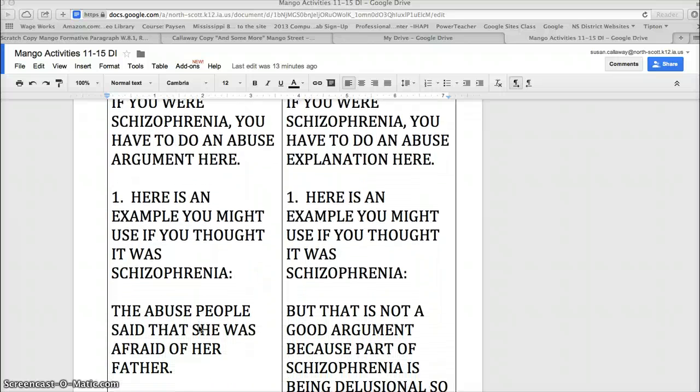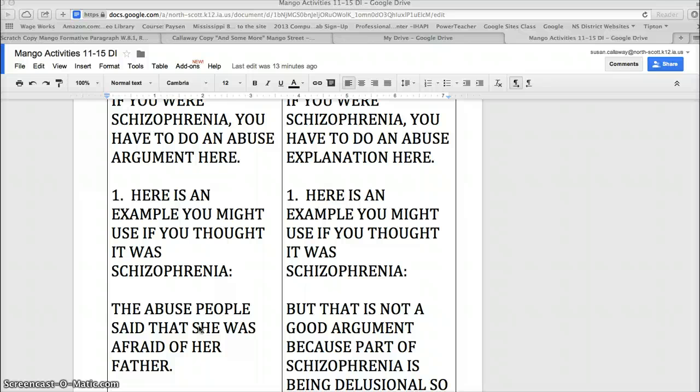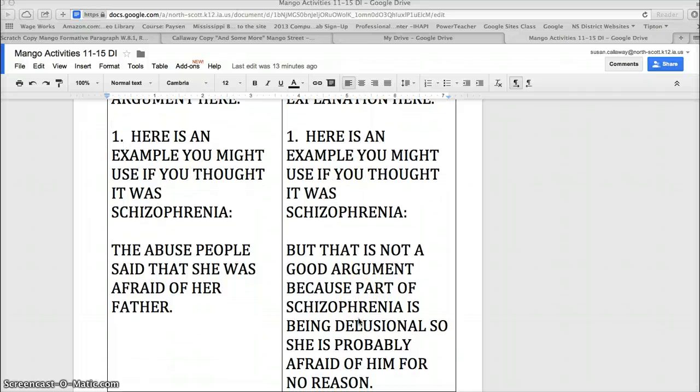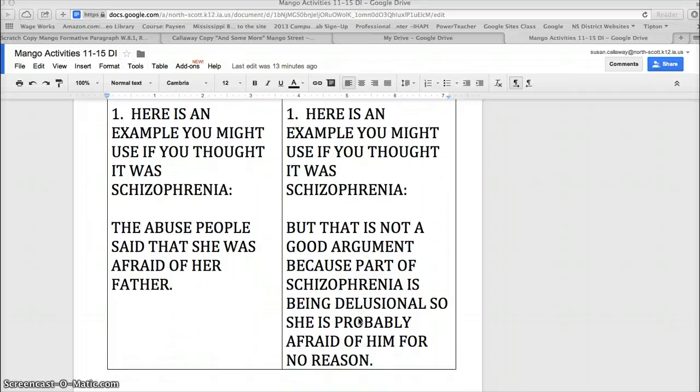You could say, the abuse people said that she was afraid of her father. And then you could say, but no, that can't be it. You could say, that's not a good argument, abuse people, because part of schizophrenia is being delusional. So she is probably afraid of him for no reason. She's just being delusional.